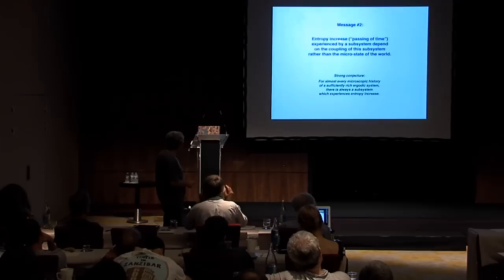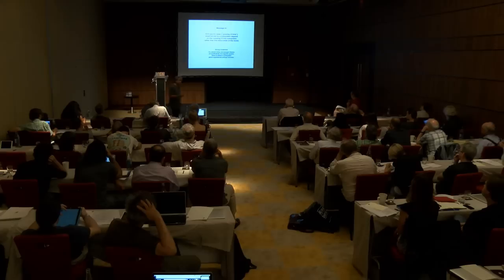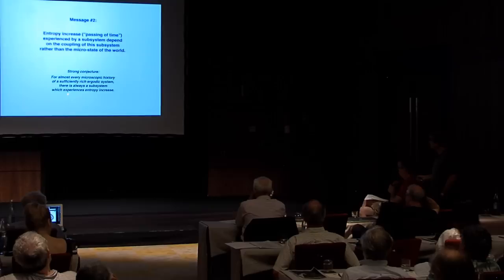And then the little physical system that I presented to you suggests a strong conjecture, which is that if the universe is sufficiently complicated and sufficiently ergodic, there will always be a subsystem which experiences entropy increase in one direction, in an arbitrary direction. If you think for a moment about statistical mechanics, it's hard to believe that this is not true. But if it's hard to believe it's not true, this has strong consequences.